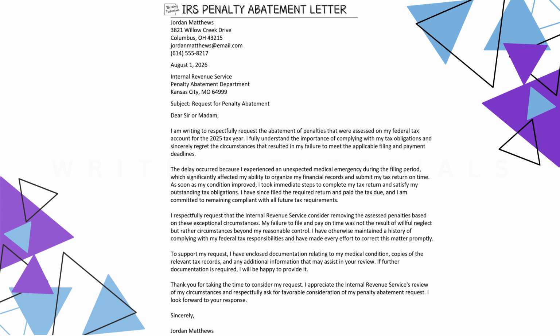Also, include copies of supporting documents rather than original records whenever possible, and keep copies of everything you submit for your own records. Before mailing your letter, carefully review it for accuracy, confirm that all dates, tax years, and amounts are correct, and make sure your explanation matches the documents you've included. A clear, complete, and well-organized letter presents your request professionally and helps avoid unnecessary delays during the review process.